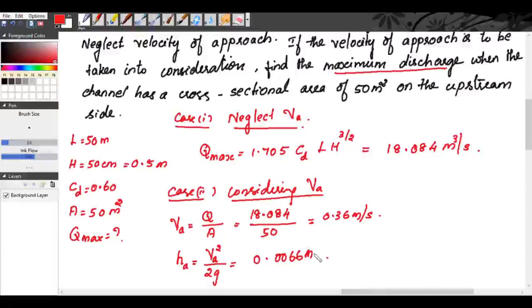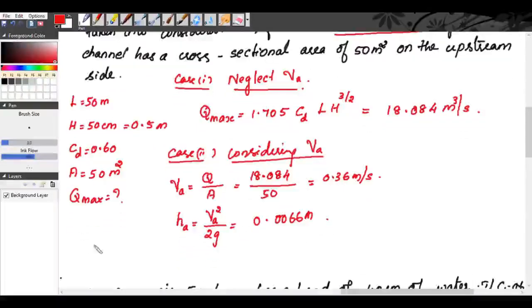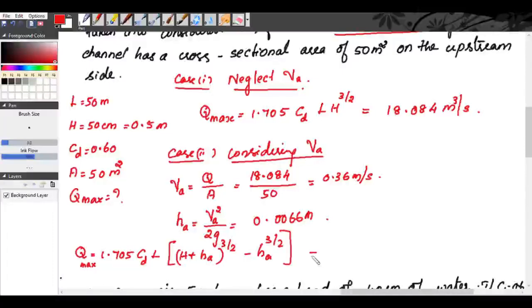0.0066 meter. Now by considering the velocity of approach, our discharge Q will be equal to maximum discharge Q. So we will write it as Q max is equal to 1.705 CD L into H plus HA the whole raised to 3 by 2 minus HA raised to 3 by 2. You can substitute the values, you will get 18.412 meter cube per second.